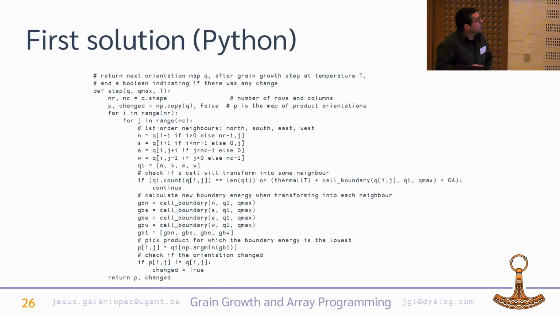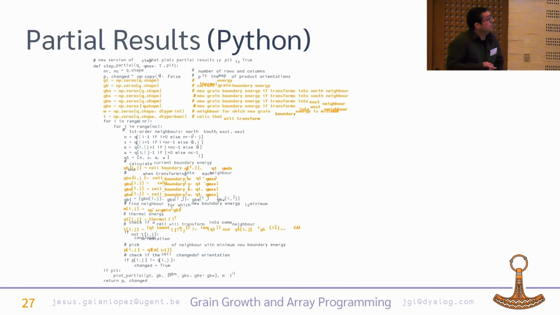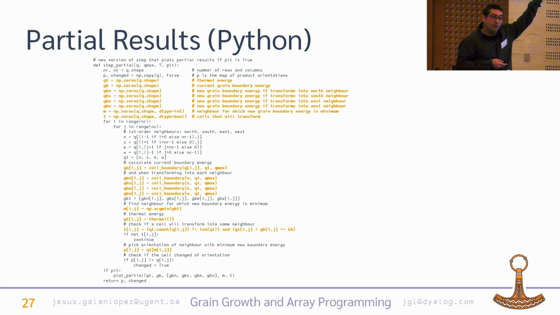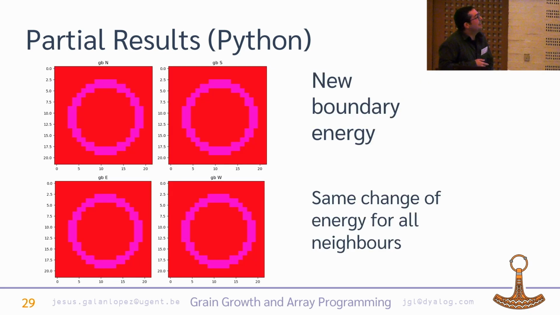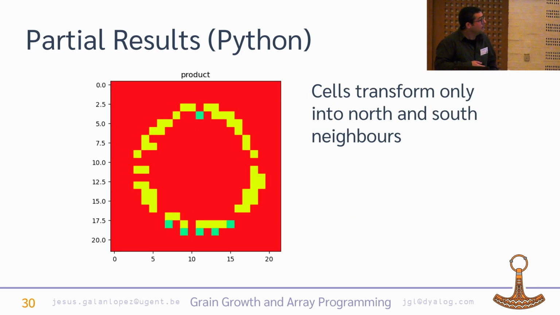So, okay, the students modify their code, and what they have to do then is to define all the arrays at the beginning, and then fill them in the loop. They do this, and then you can see that the new boundary energies are the same independently of in which cell we transform. And this would be the product cell that we select.